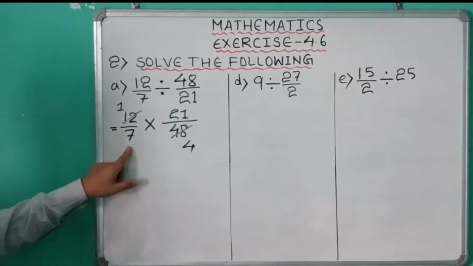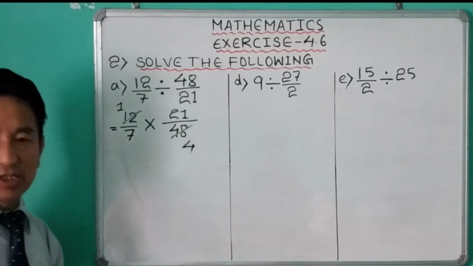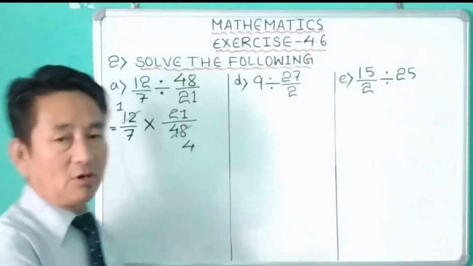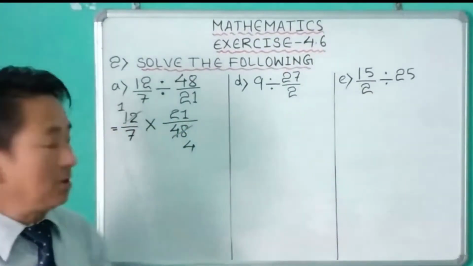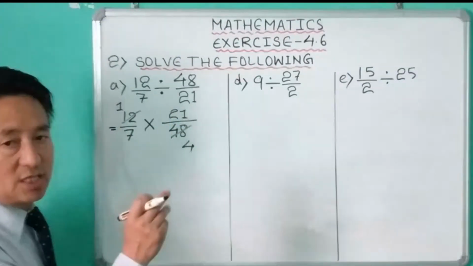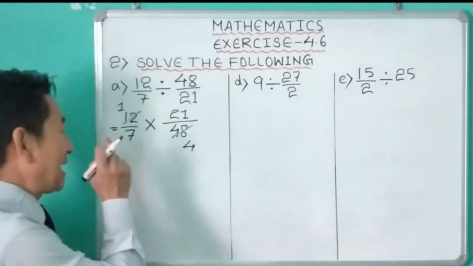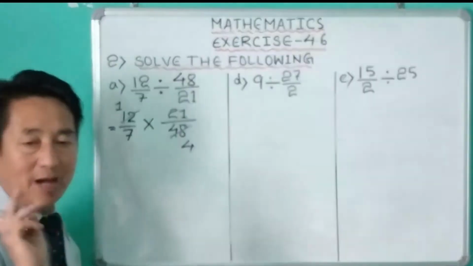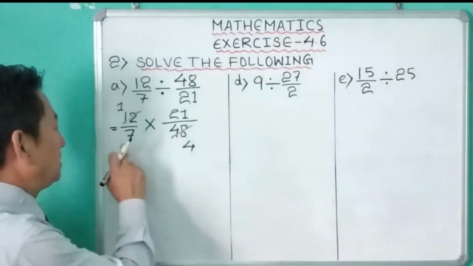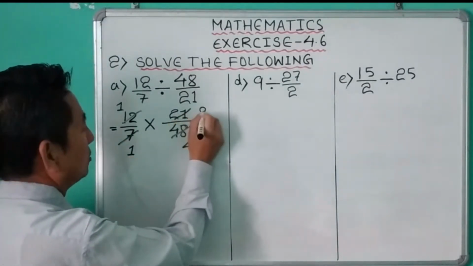Now next here, this denominator 7 and this numerator 21 will cancel. We'll find 7 and 21 both in the 7 multiplication table. 7 ones are 7, 7 twos are 14, 7 threes are 21. Both of these are divisible by 7, or we can cancel 7 and 21 by 7, because 7 is the common factor between 7 and 21. 7 ones are 7, 7 threes are 21.